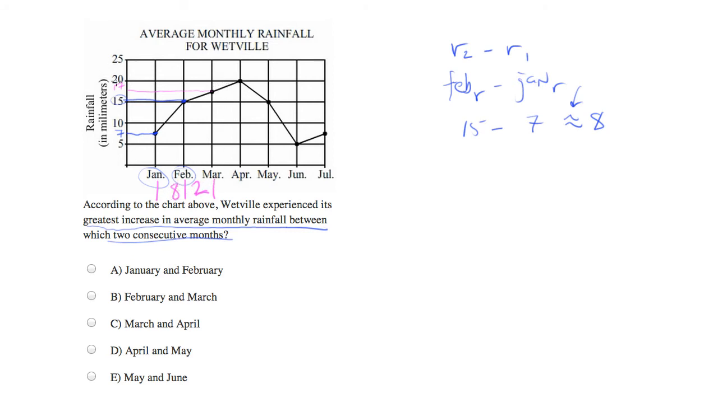Between March and April, we've got 17 for March. April is going to be about 20. That difference will be about 3. Between April and May, we actually had a decrease. So you could either count that as nothing, or you could actually put it sort of a -5. We went from 20 to 15.